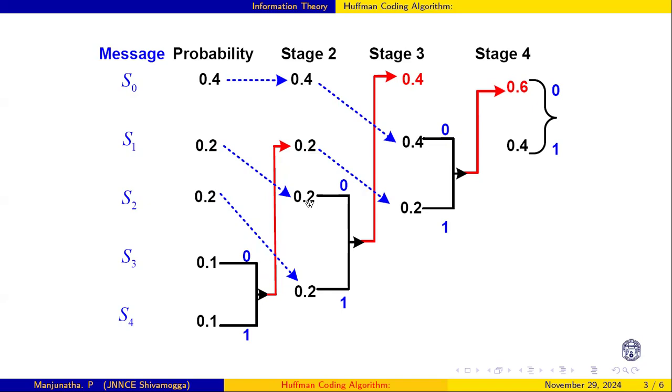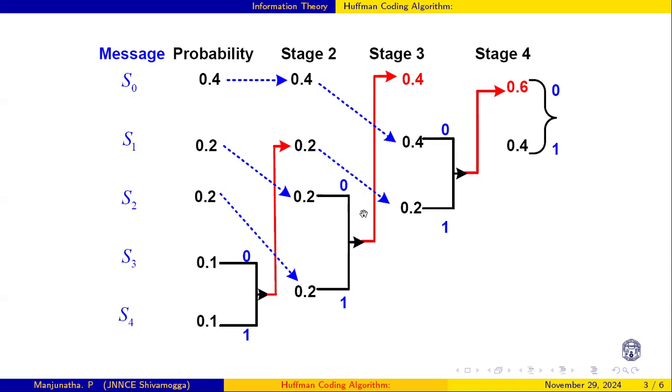So 0.4, 0.2, 0.2, 0.2. Again, we assign a symbol for these two, that is 0 and 1. Upper side it is 0, lower side it is 1. Next, the 0.2 and the 0.1 pair, which are in the lower position, are added, giving 0.4. Already we have a 0.4 here, and this will be kept above this 0.4. So this 0.4 comes here and this 0.2 is moved here.